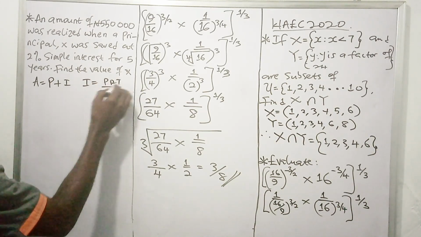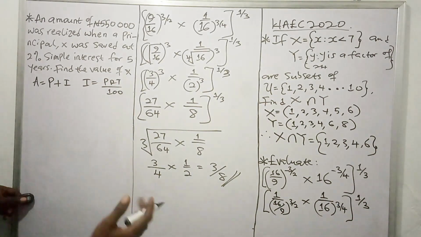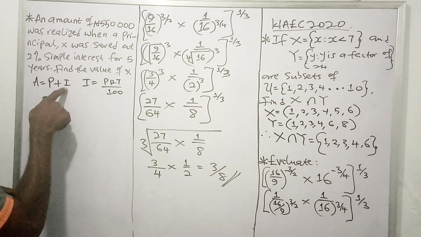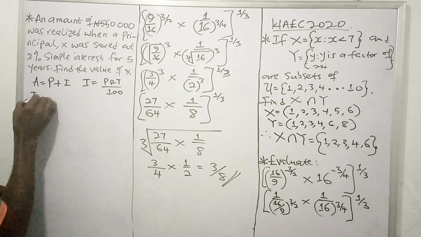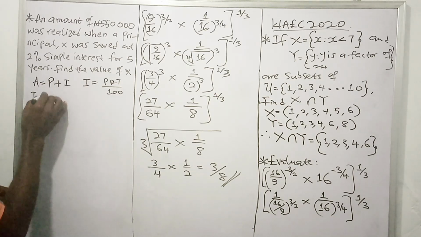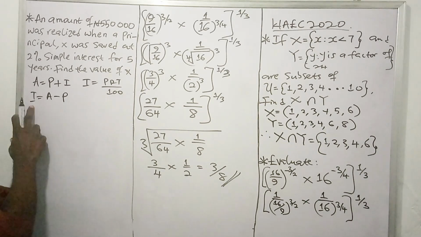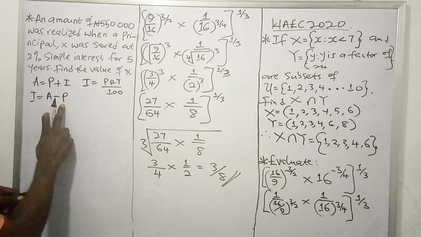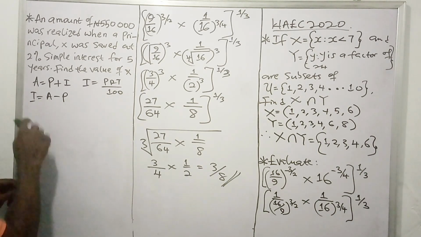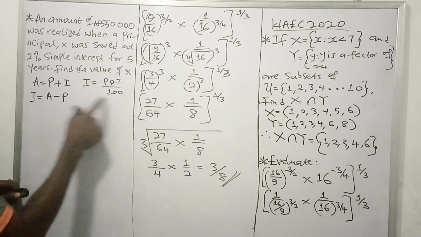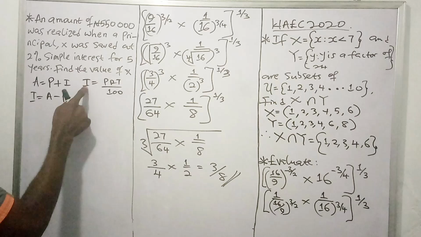Now if we make the interest the subject of the formula, when this crosses to this side, I becomes the amount minus the principal. The interest becomes the amount minus the principal. So if the interest is this and the interest is this, it means we can equate these two equations, since both of them are the same.